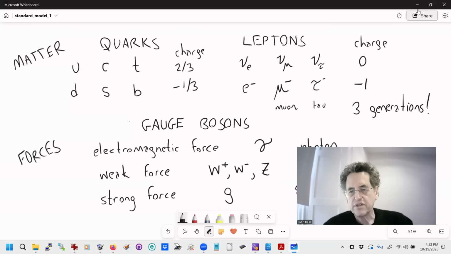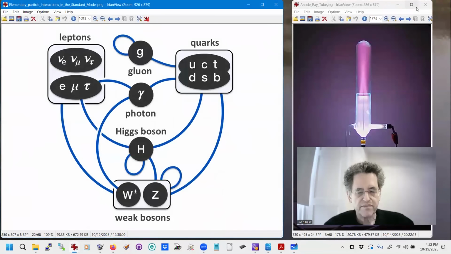So let me just go back to this chart. This chart shows all those actors, and these blue curves here show how they interact with each other. For example, the quarks feel the strong force, so they interact with the gluons. They are charged, so they interact with the photon. They interact with the weak bosons, and that's what accomplishes one kind of quark turning into another.